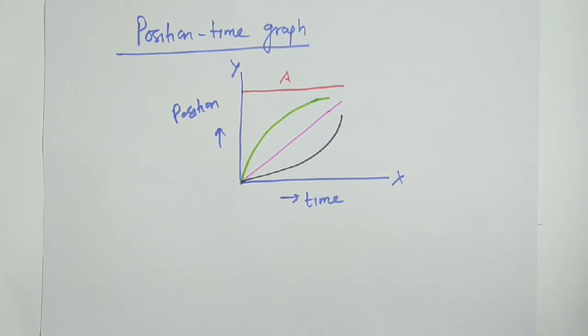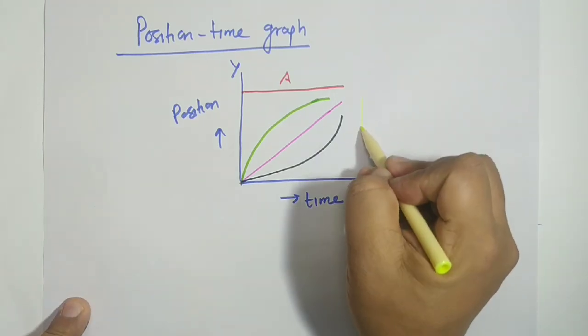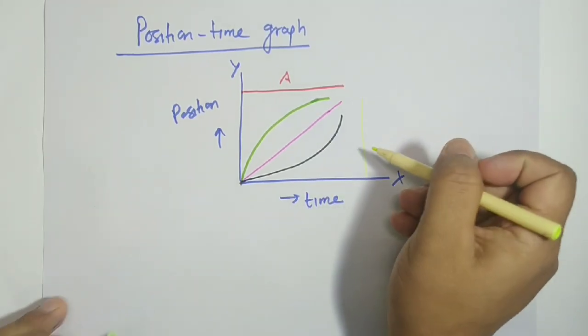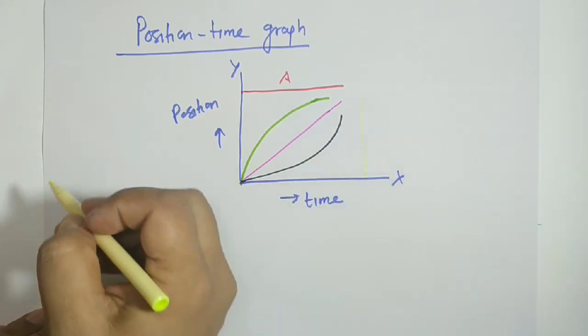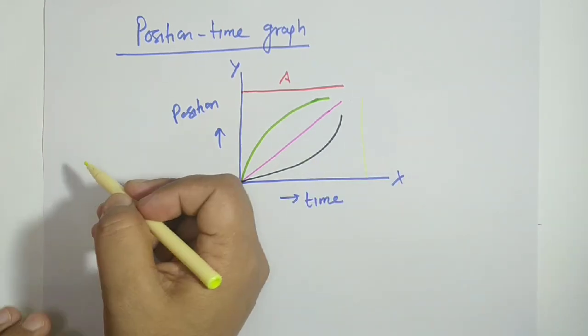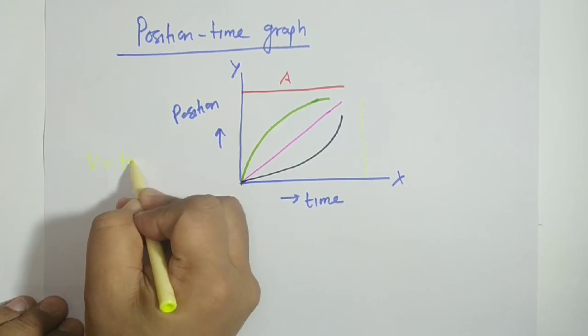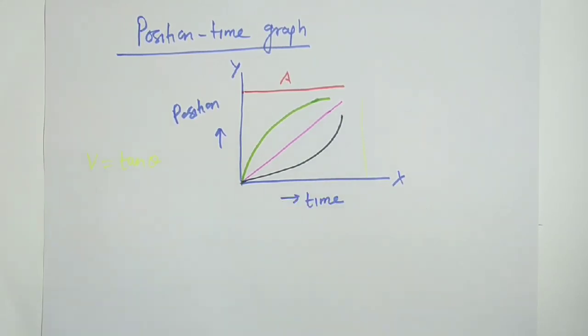And then there is a line, though I think you remember this line, but this is not possible. Not possible because it gives what? Infinite velocity. And I think velocity is basically what? Tan theta, the slope of the graph.